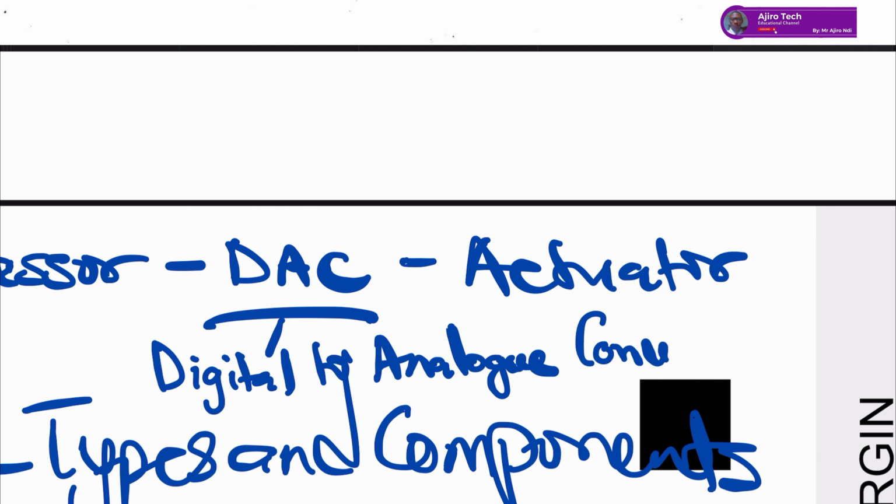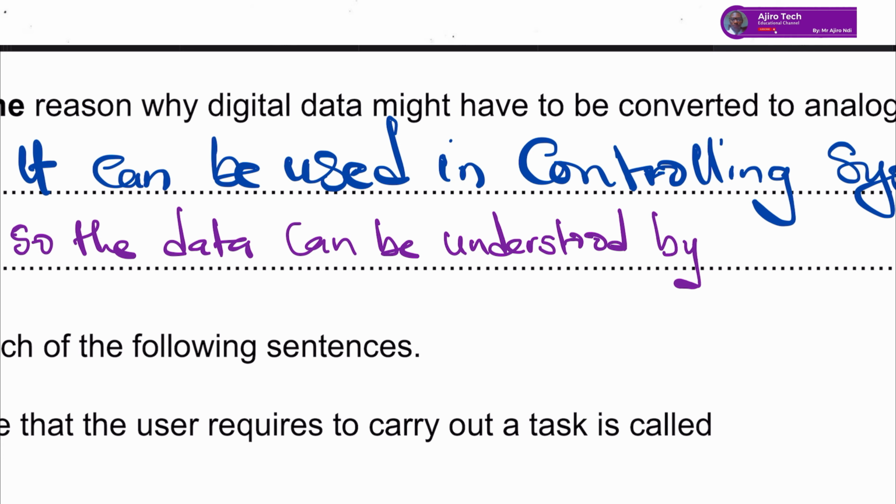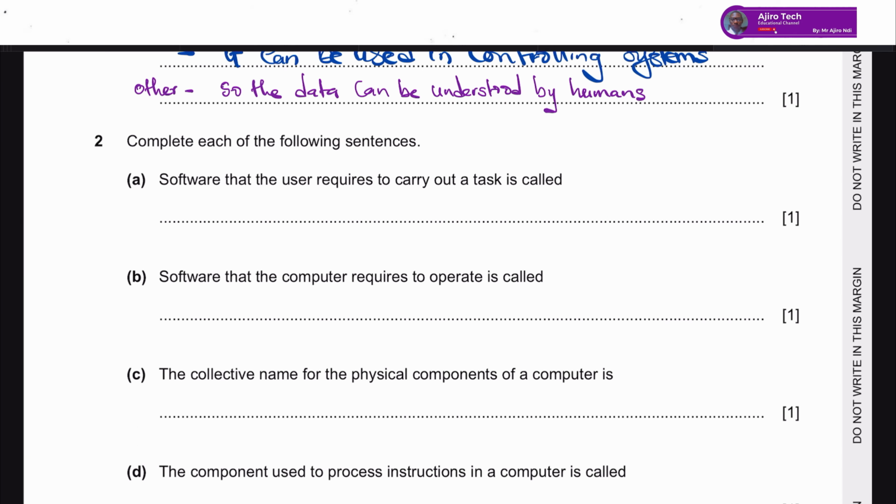If you're looking at other points, I'll probably just use a different color. So since this is for others, as my culture has always been for others, we have it that the data can be understood by a human. Can be understood by humans. Okay.